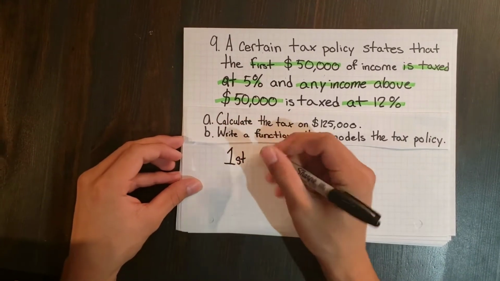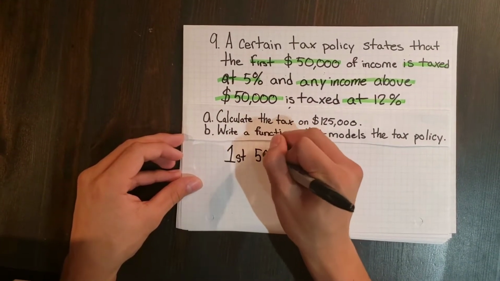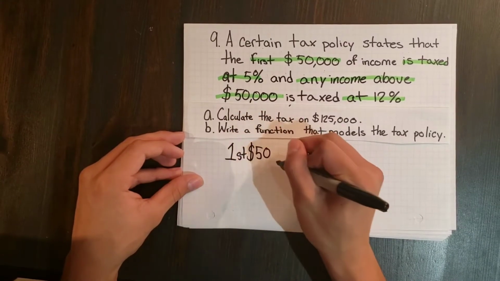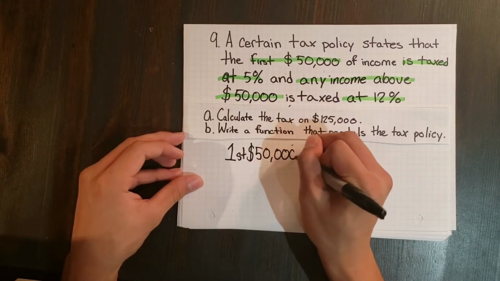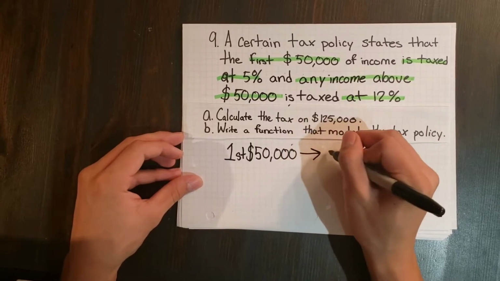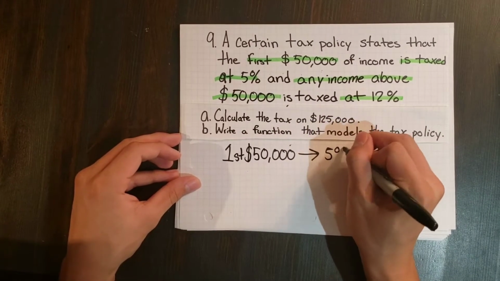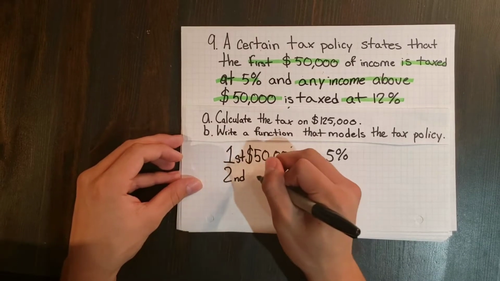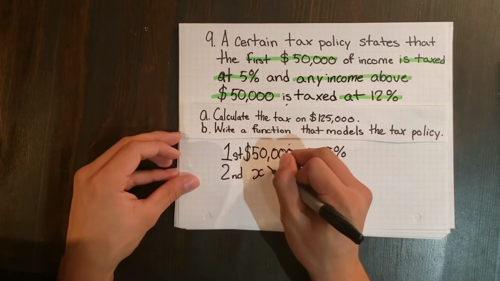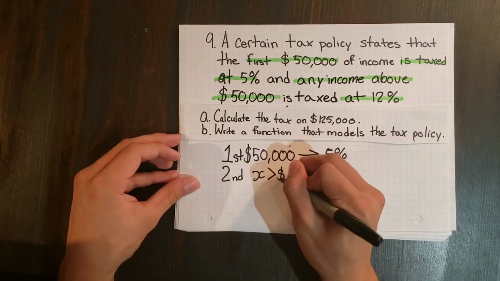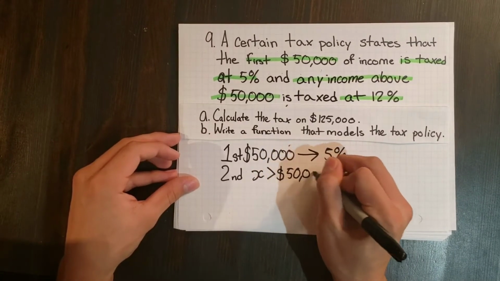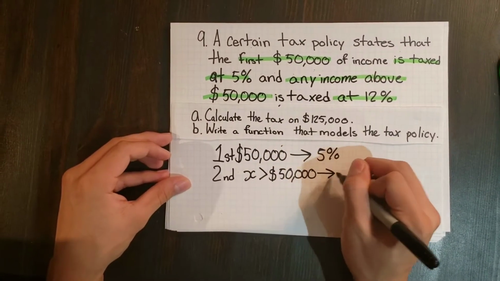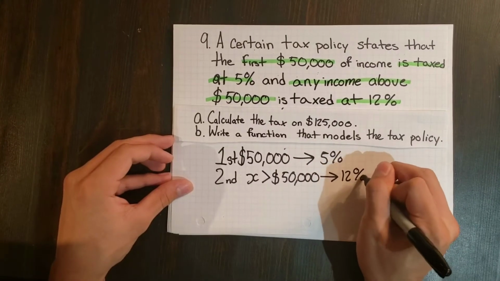First, $50,000. Don't forget your units. It is taxed at 5%. And next, we have anything over $50,000 taxed at 12%.